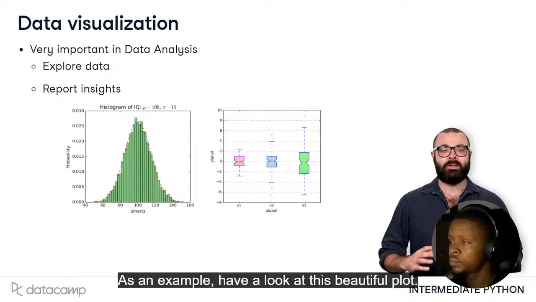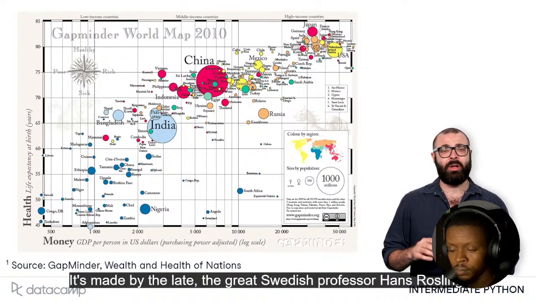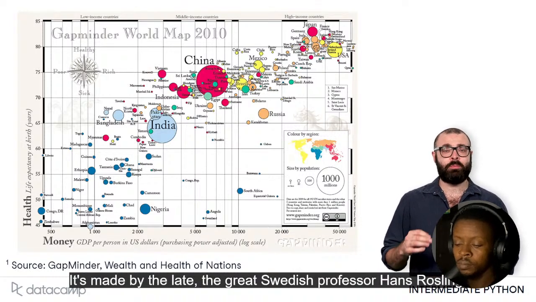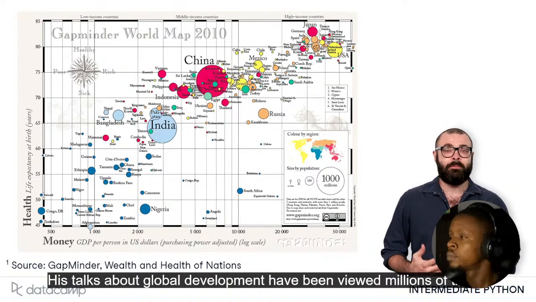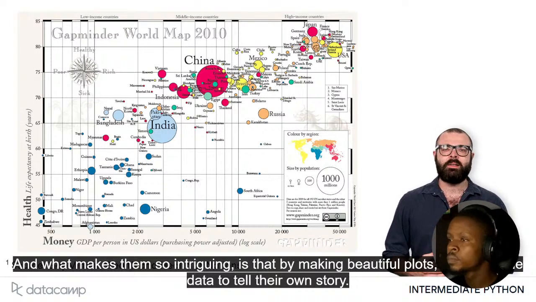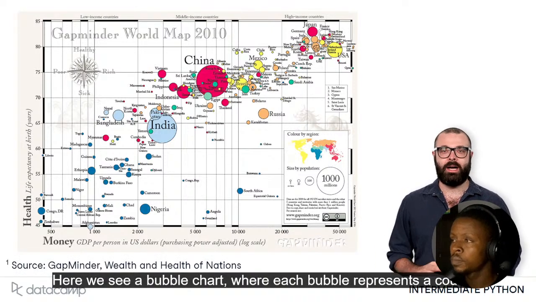As an example, have a look at this beautiful plot. It's made by the late, the great, Swedish professor Hans Rosling. His talks about global development have been viewed millions of times. And what makes them so intriguing is that by making beautiful plots, he allows the data to tell their own story.